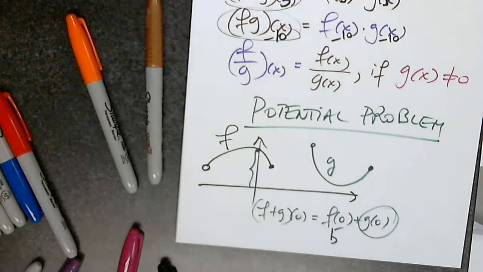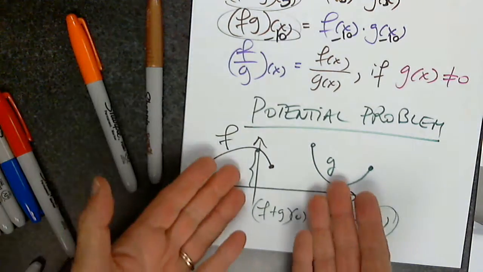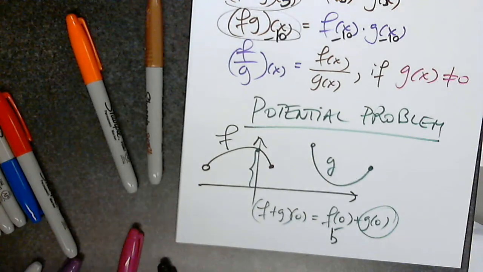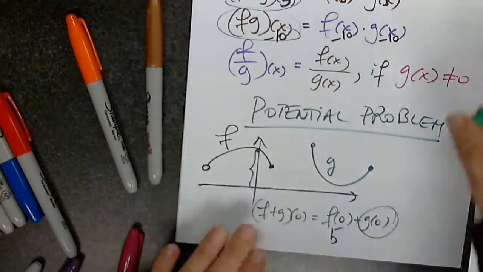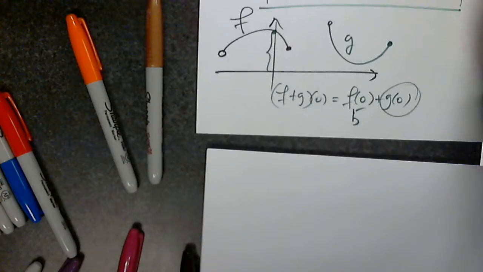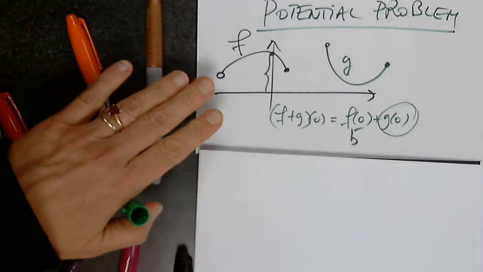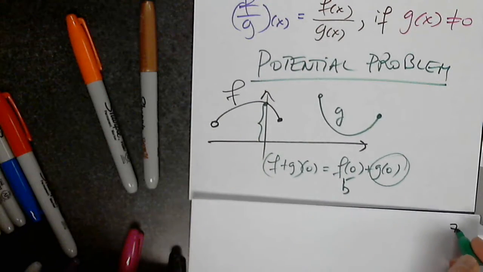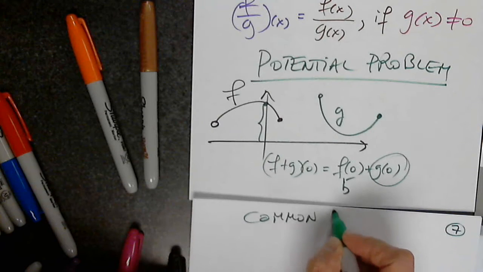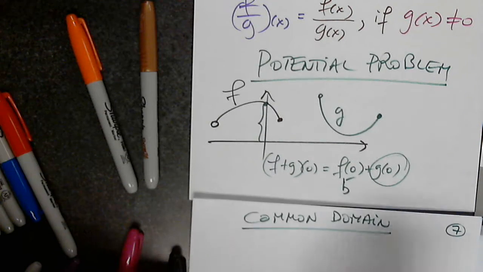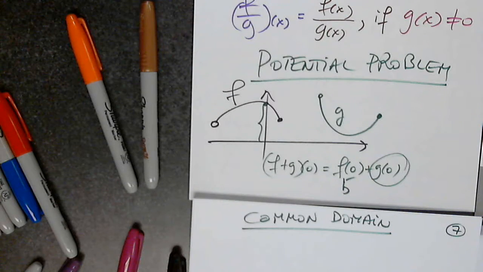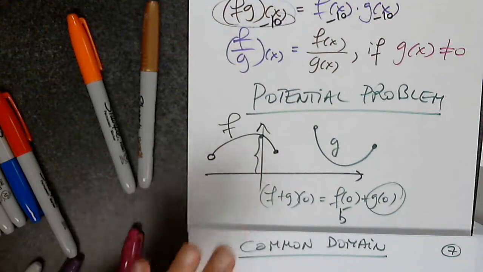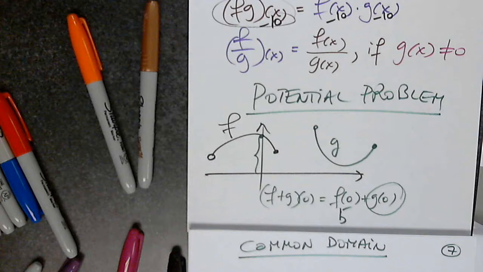So this is the concept of common domain. If these two functions don't have a common domain, the sum, the difference, product, and ratio cannot be created. They don't exist. So the common domain is required when we add, subtract, multiply, and divide functions. So if there is no common domain, I cannot create a sum, difference, product, and ratio.